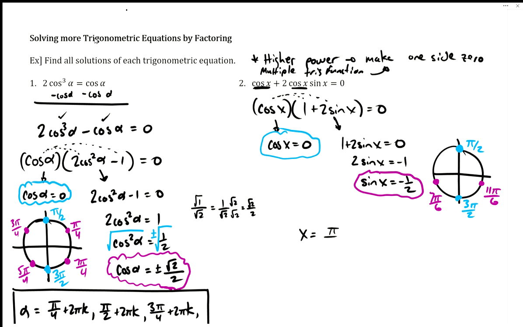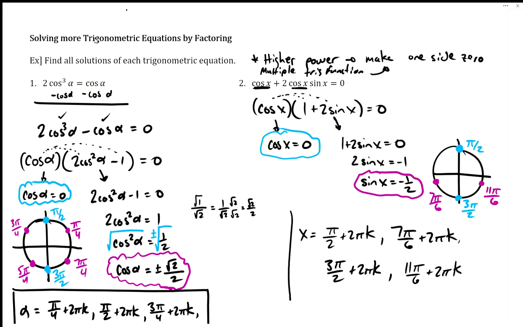So we would have pi halves plus 2 pi k, 7 pi 6 plus 2 pi k, 3 pi halves plus 2 pi k, and 11 pi 6th plus 2 pi k. And done. And like always, we can double check. We can plug some of those back into the original equation to verify. But these will work out. You could double check for me if you want, but yeah, they're going to work.